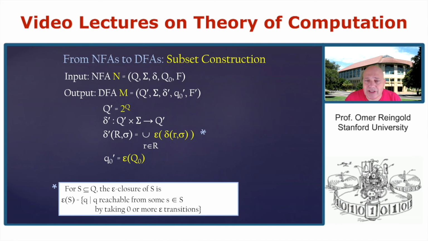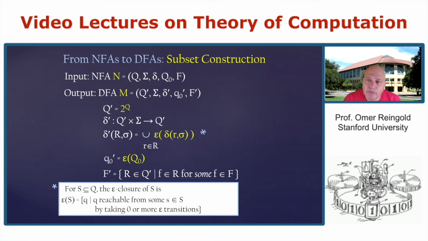The start state, Q0 prime, is the epsilon closure of all the start states of the NFA. So Q0 is all the states you can start with in the NFA, and you take their epsilon closure. And finally, the accept states, F prime, are all the subsets that contain some accept state of the NFA.